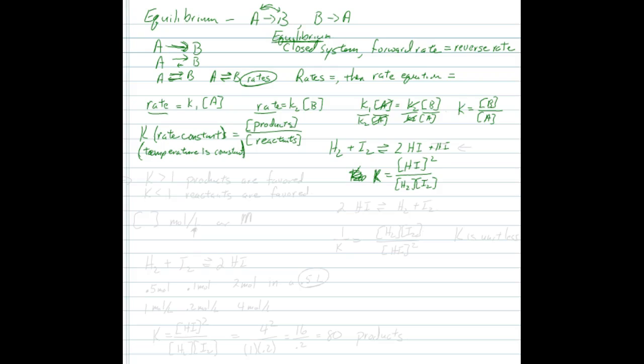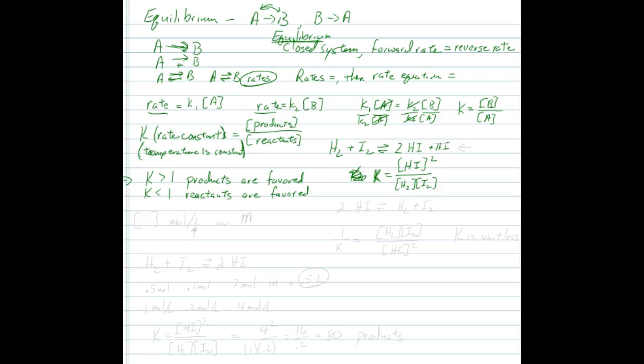The K value, if K is greater than 1, we say that the products are favored. That means you are going to have more products than reactants as a rule. If K is less than 1, then the reactants are favored. Industry would favor something where a K value is greater than 1. So that's kind of like the example that we do there.